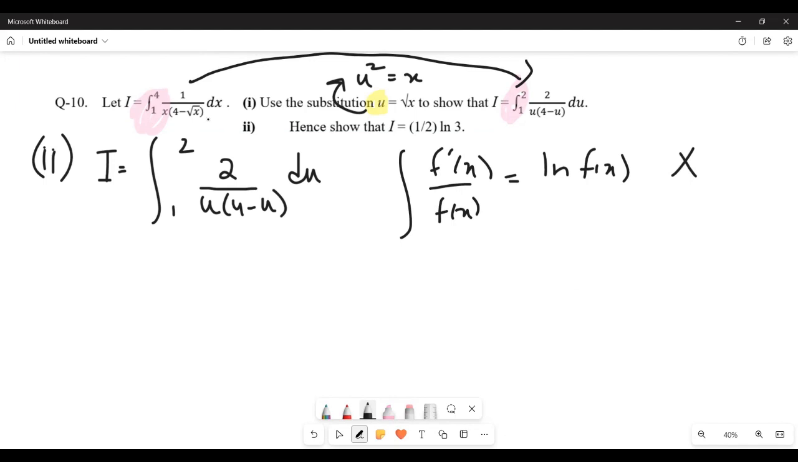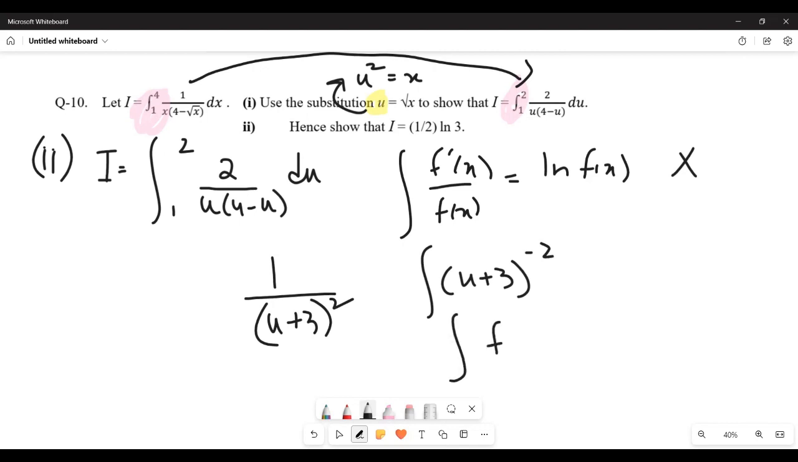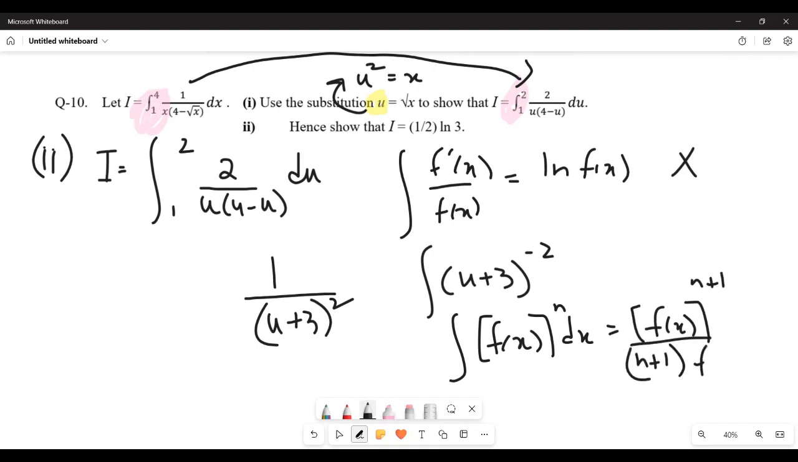Besides that, when there is a function in the denominator, it could also be that the whole function goes up. For example, if it were like this, x or u plus 3 whole square, then we would have sent it up. And now we could use the power rule of integration, this one. This gives us f(x) to the n plus 1 upon n plus 1 times f prime x. But here even that can't be done, because we don't have a whole power on this entire function which we could take up. Even that will not work.